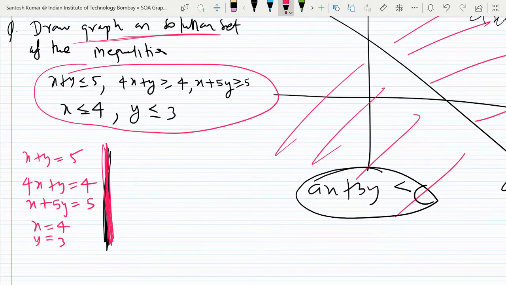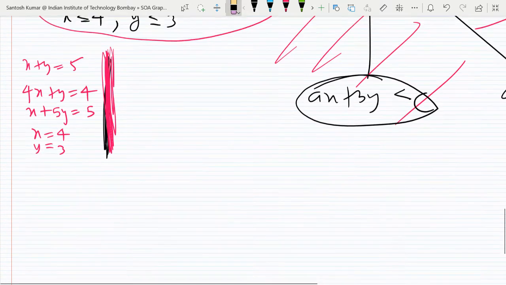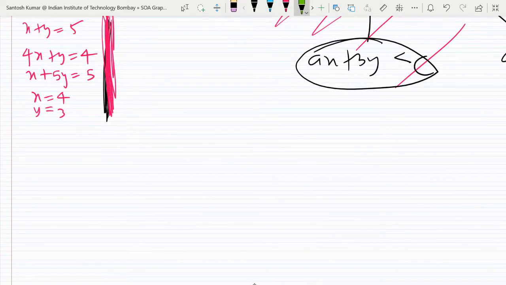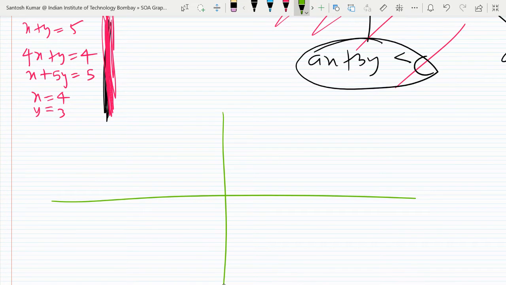I am interested in just finding the equalities. Equality means lines. If you take equality, then this will represent the line. So we will have 5 lines. Okay, so let me draw the graph. X-axis, y-axis.